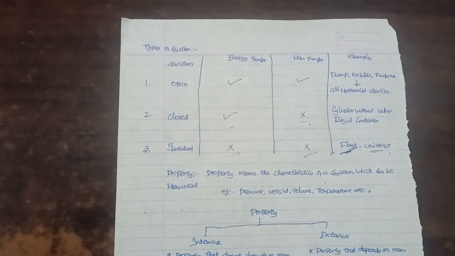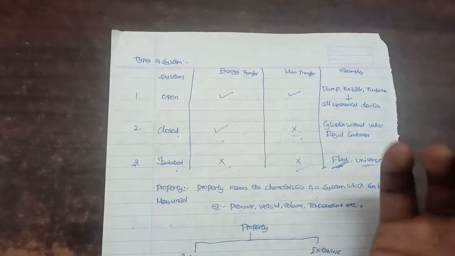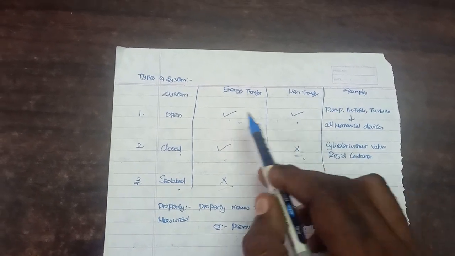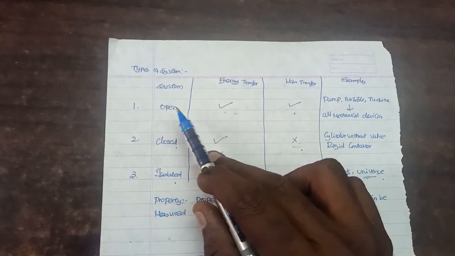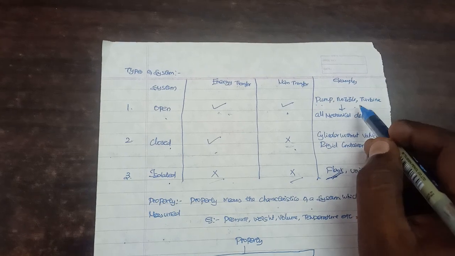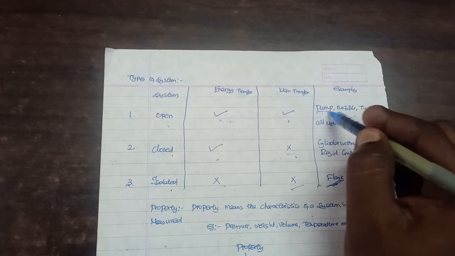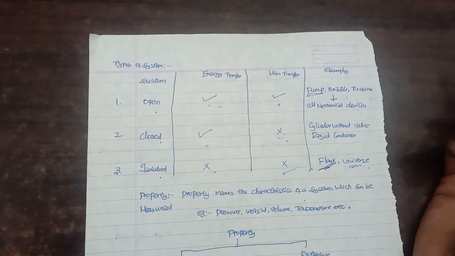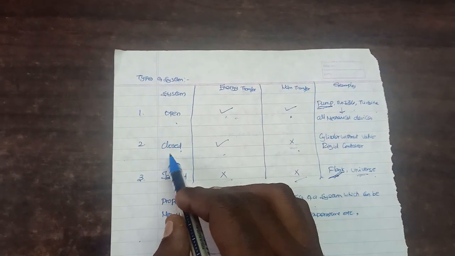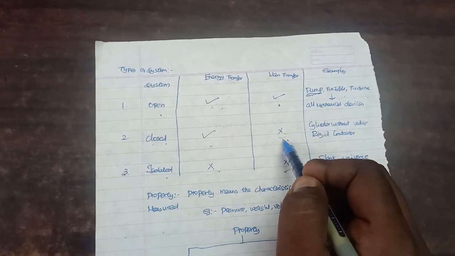There are three types of systems: open system, closed system and isolated system. When both energy and mass transfer take place, that type of system is called an open system. Examples are a pump, nozzle or turbine. A pump will deliver water, and some heat energy will also be dissipated by the system. Whereas in a closed system, only energy will transfer, mass will not.